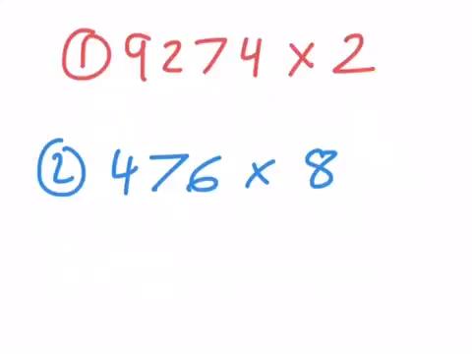Finally, have a go with these 2 questions on your own or with a partner. Use this video to help you: go back, re-watch what you've just seen, fast forward for anything that you think you already know, and just keep practicing. So here we've got 9,274 multiplied by 2. Have a go with it. Explain it to your friend, check it with your partner. Number 2, have a go with 476 times 8. Think you've got it? Check it with a partner again.